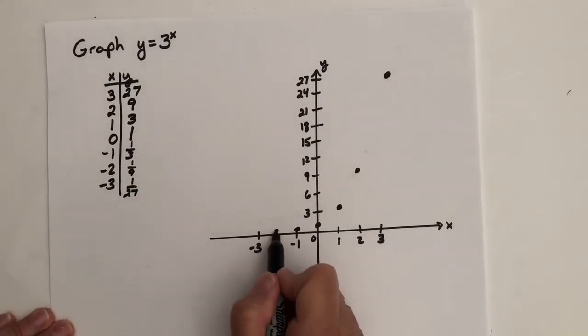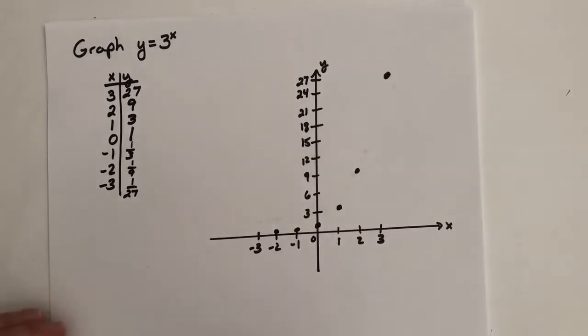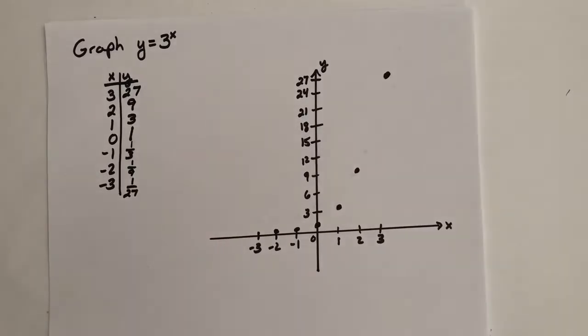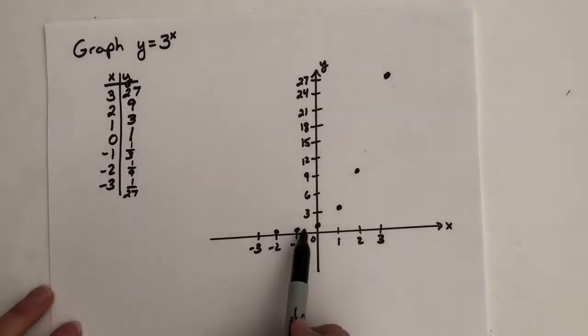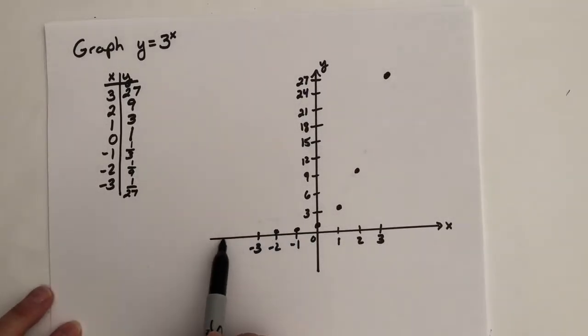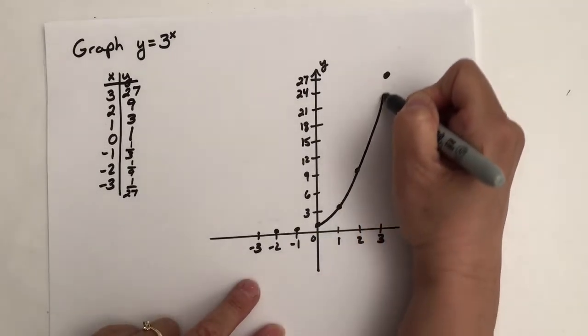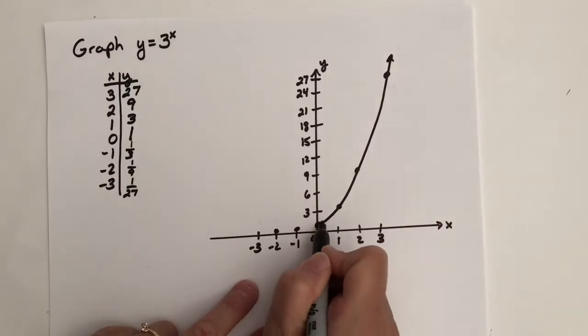They'd start to get ever closer to the x-axis. It's just going to look like it's lying on the x-axis. But as with the previous example, it will actually never touch the x-axis. So our graph looks like this. Let me draw a smooth curve through these points.